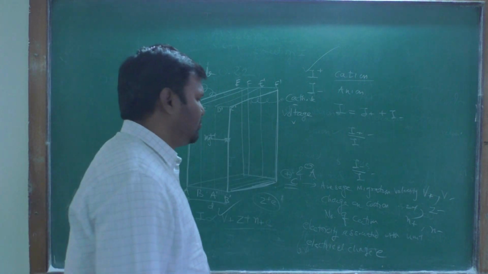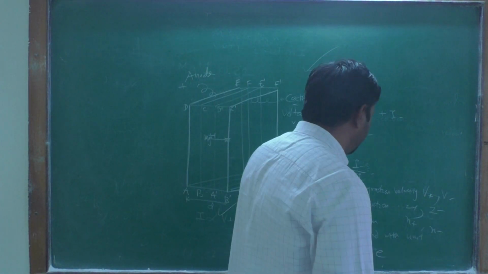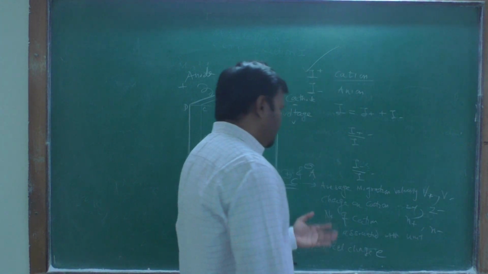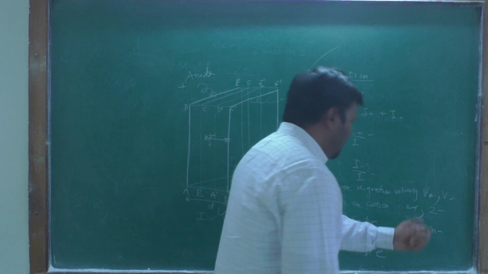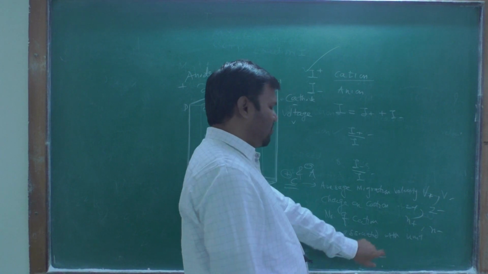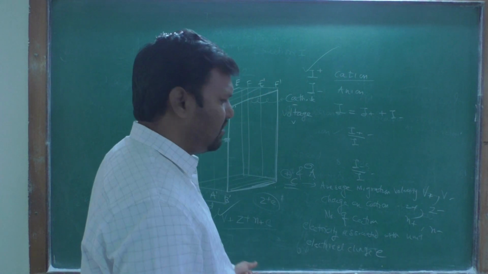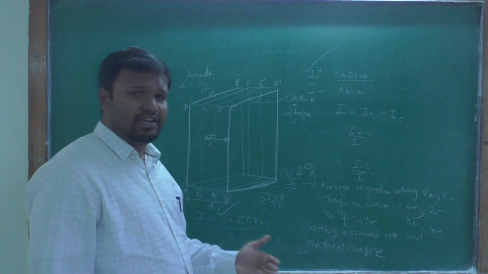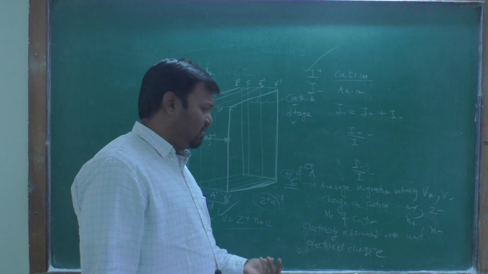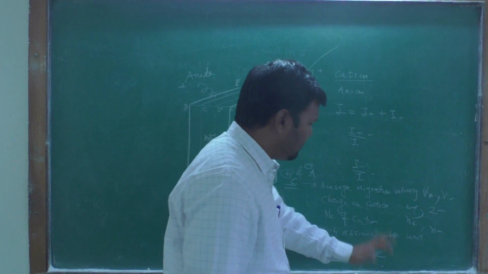The average migration velocity for the anion is V minus. The charge on the anion is Z minus. The number of anions is N minus. And the electric charge associated with both, E, is constant, because it is the charge having electricity; in both cases E is the same.